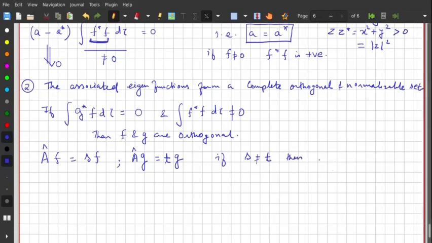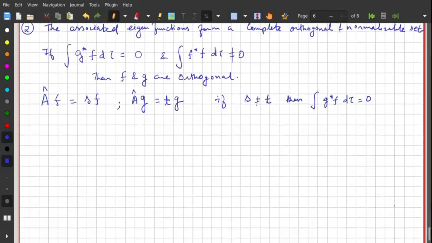what we need to show is that the integral of g star f d tau has to be equal to 0. So that is the orthogonality condition. And again, the easiest way to do this is just by applying the definition of Hermitian operators. Let's do that.